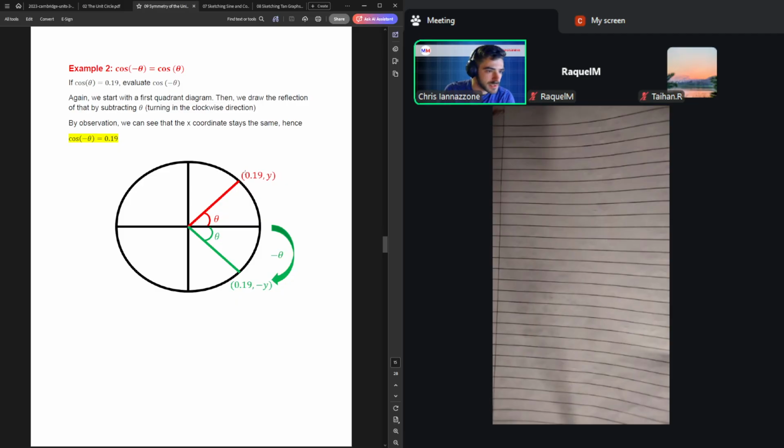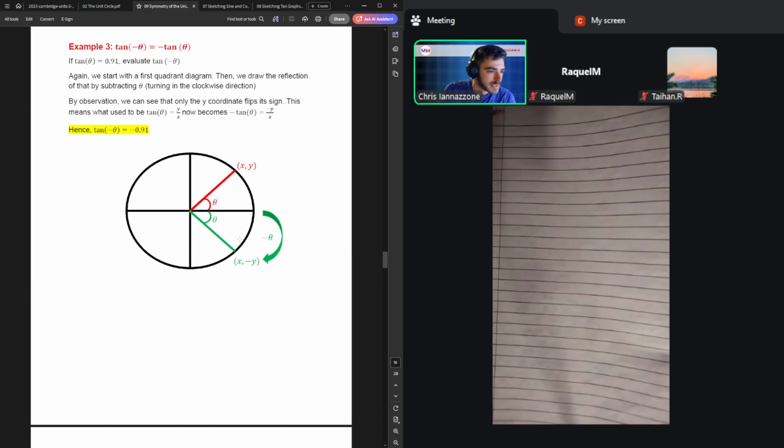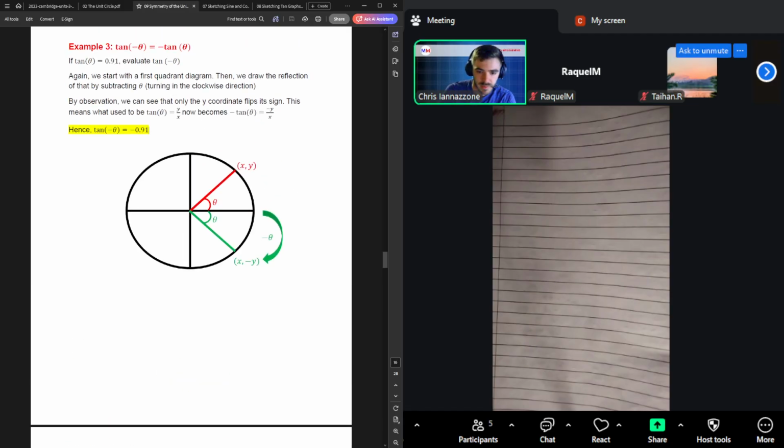Same thing with cos over here. Cos is going to maintain because it's in the same right-hand side of the unit circle, cos being the x. And for tan, because you're flipping from a positive gradient to a negative gradient, the value is going to go from positive to negative. That's the gist of it.